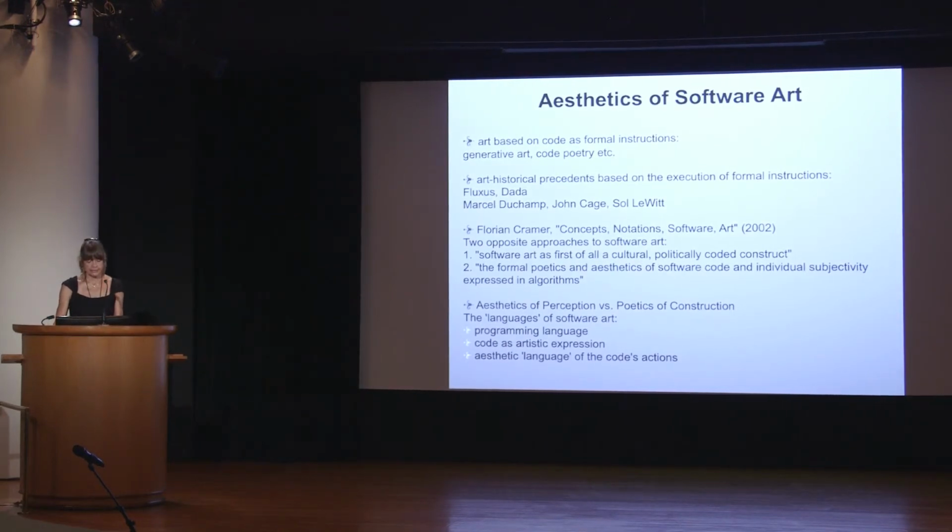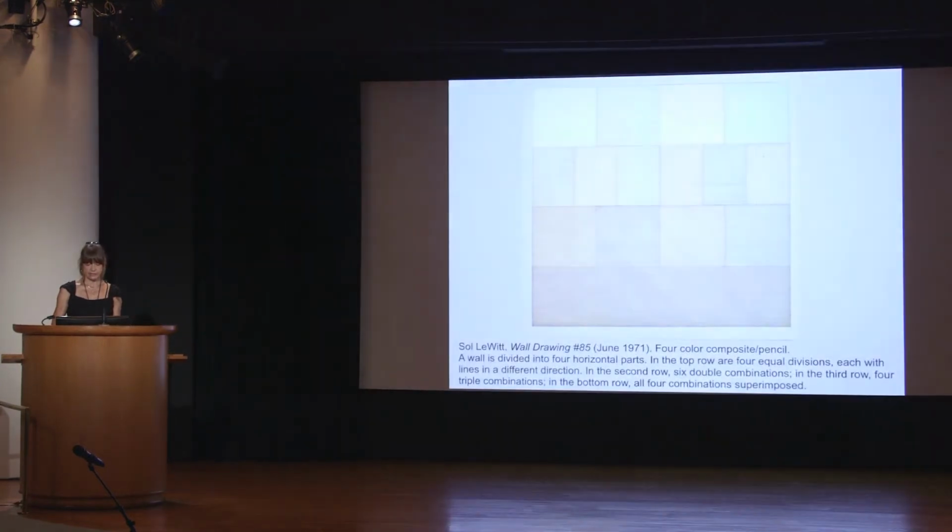And Florian Cramer, in his article Concepts, Notations, Software Art, has pointed out that there are two opposite approaches to software art. One more focused on a cultural, politically coded construct, the other one more on the formal poetics and aesthetics of software code and the individual subjectivity that is expressed here. But both as a curator and a conservator, you really have to pay attention to those intents and how you contextualize and frame them. So Florian Cramer in particular has talked about the aesthetics of perception versus the poetics of construction on the back end, and I will return to that at the end of my talk because I think these are very important aspects.